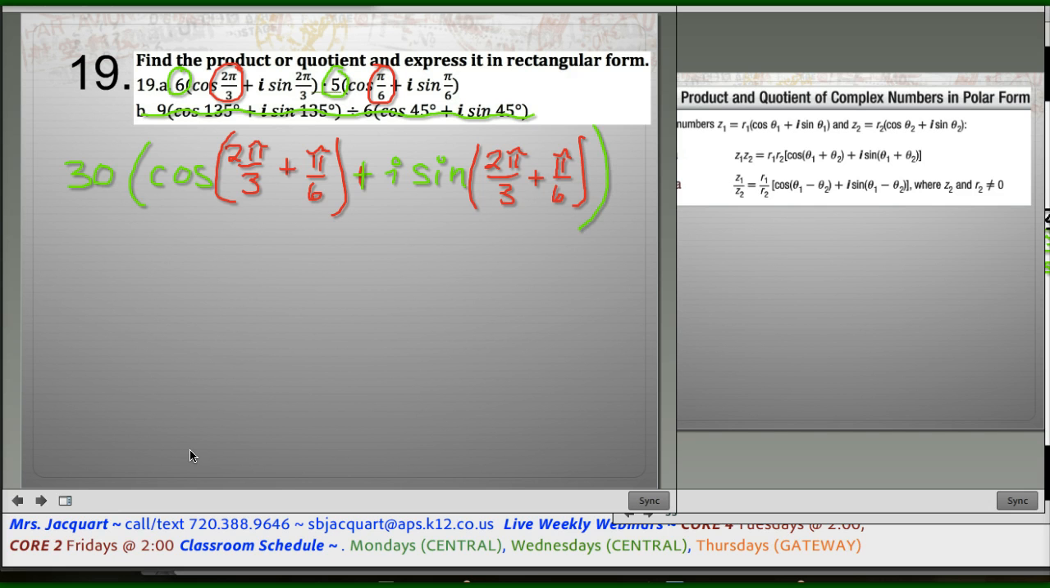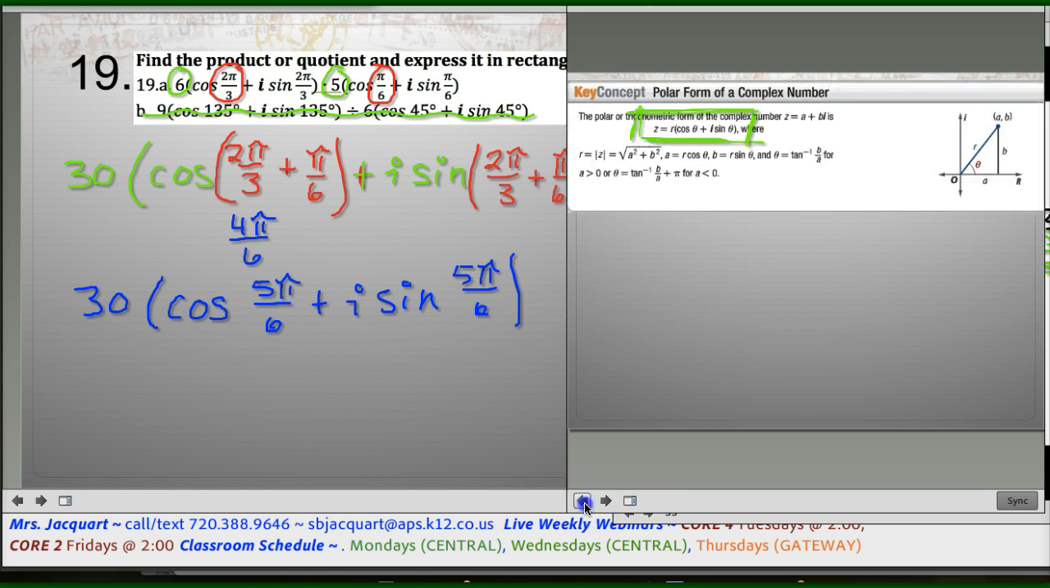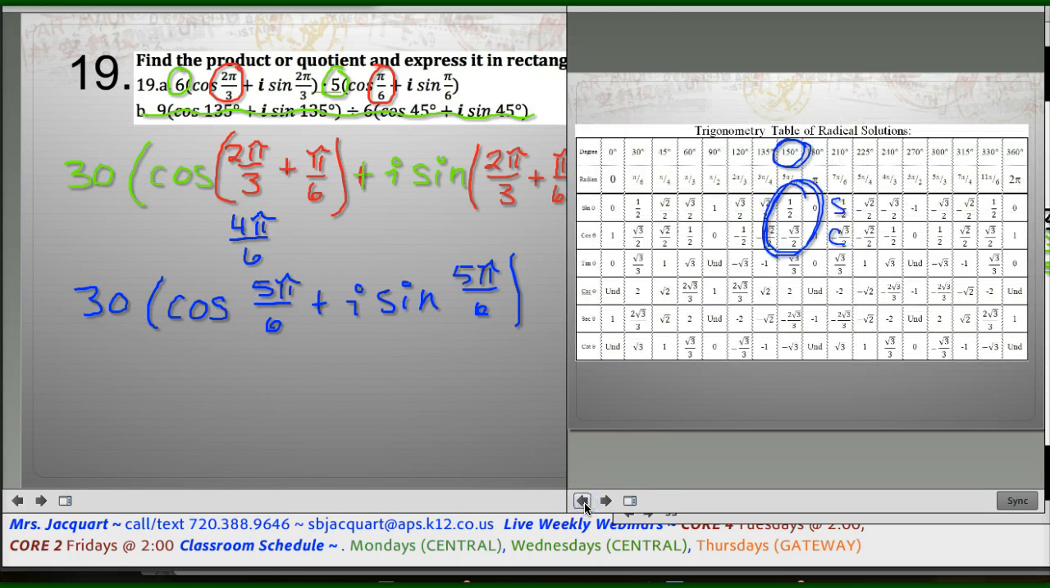Okay, so working with that, 2 pi thirds, we want stuff in sixths, so this is 4 pi sixths. So then we're going to get 30 cosine 5 pi sixths plus i sine 5 pi sixths. And I'm going to go ahead and use my really super cool table. Let's go find it again. Kind of far away. Should put it on every problem. So we're looking for 5 pi sixths, which is here. Oh, we're already there. That's crazy. So this is your sine, this is your cosine.